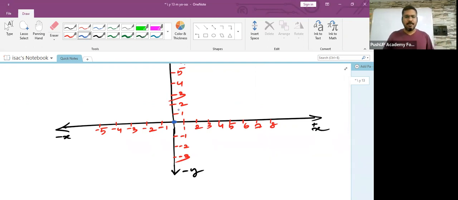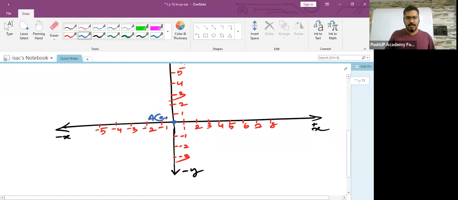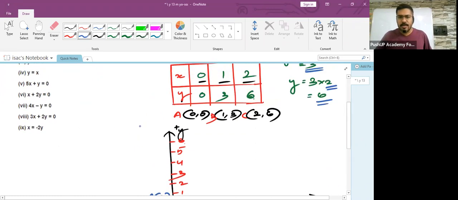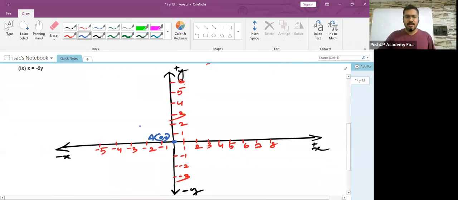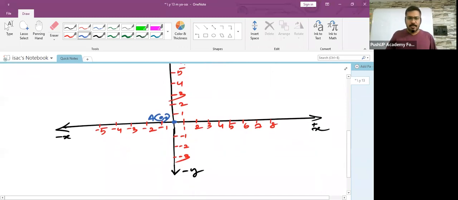So you got the first point A, and I will plot it here. A 0, 0. Which is the next point that you have to plot? Point B. What are the coordinates of point B? 1, 3. Right? So here is your 1, here is your 3. So where will your point come? Over here. This is a rough figure, children. B 1, 3. Plotted.